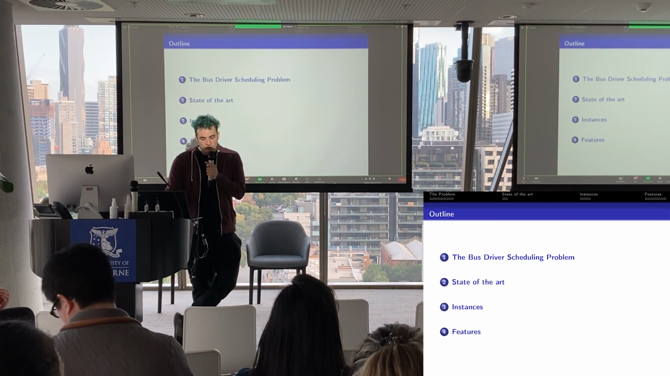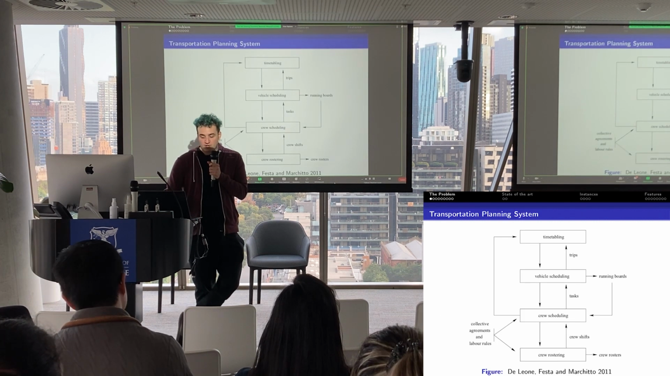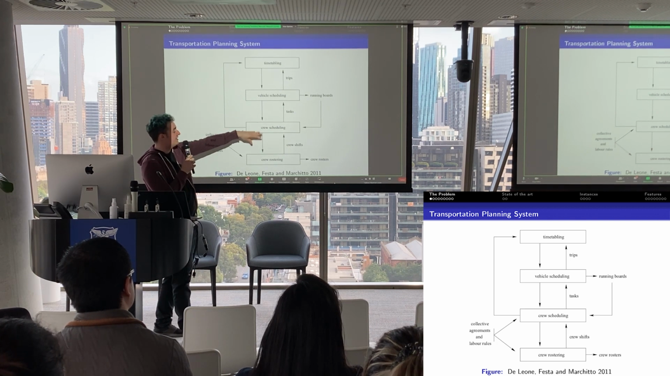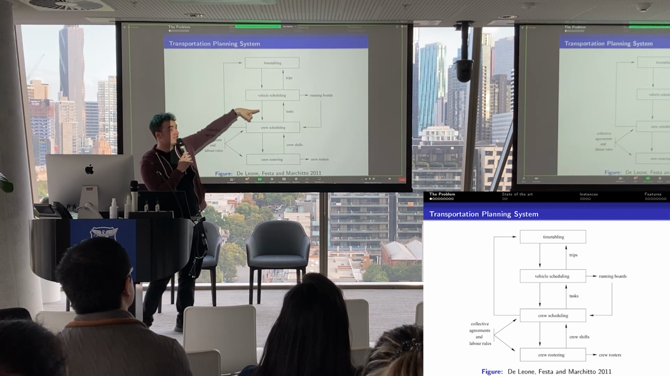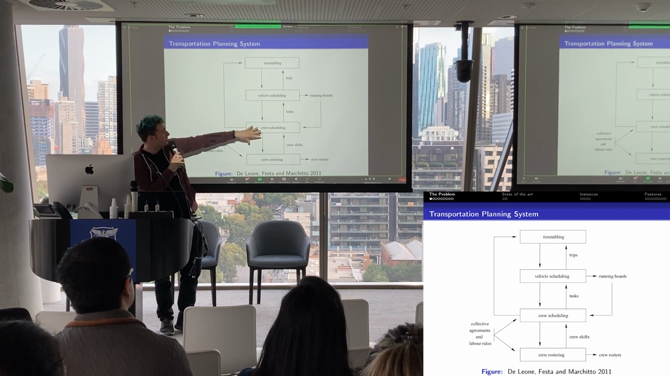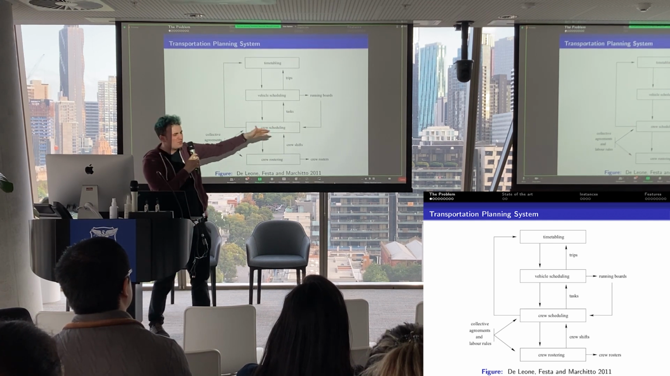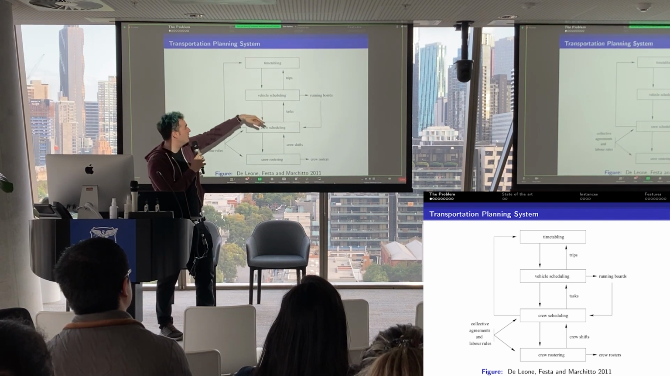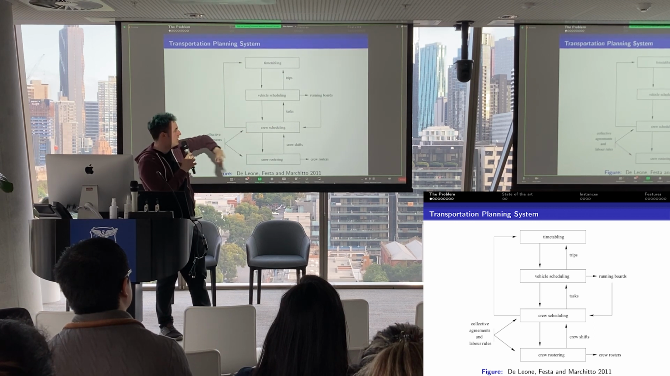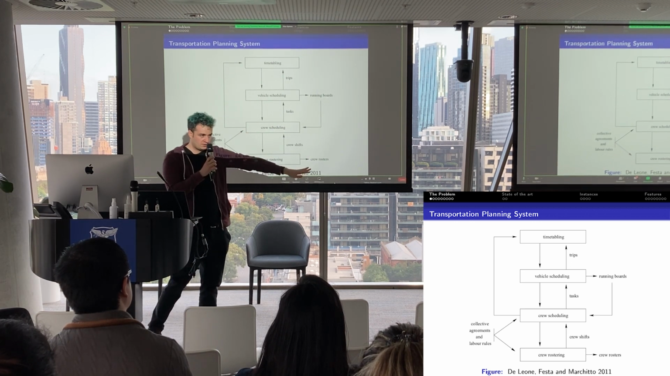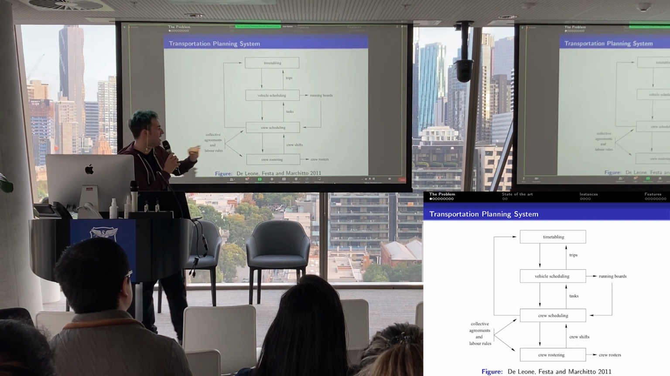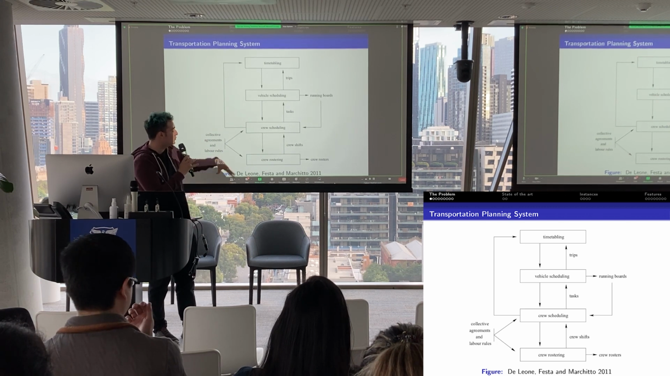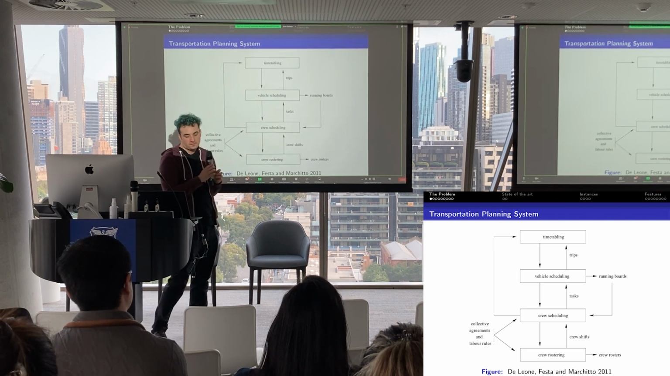The bus driver scheduling problem, as you can imagine, is a scheduling problem. We can think of it as a subset of the transportation planning system. So we deal with crew scheduling, in particular with bus driver scheduling. We already have the timetabling of vehicles, we already have the scheduling of vehicles, the routes are already predetermined. So we have every start time, end time, start position, end position of every vehicle in the city. What we want to do is schedule the crew.